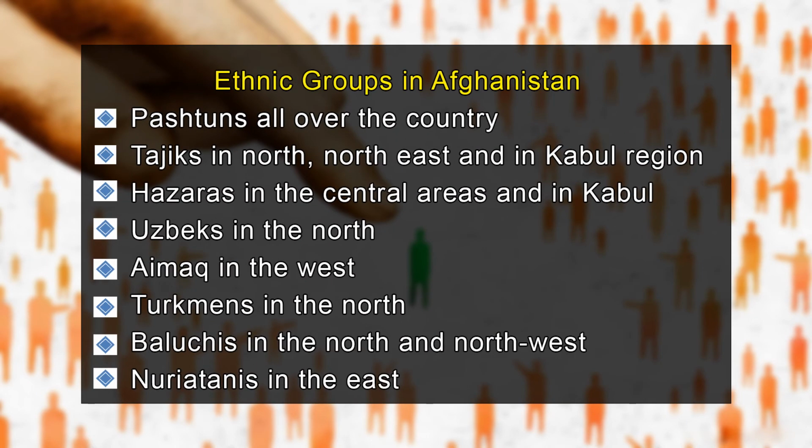There are several ethnic groups: Pashtuns all over the country, the Tajiks in the north, northeast and in the Kabul region, the Hazaras in the central areas and in Kabul, the Uzbeks in the north, the Aimak in the west, the Turkmen in the north, the Baluchis in the north and northwest, and Nuristanis in the east.